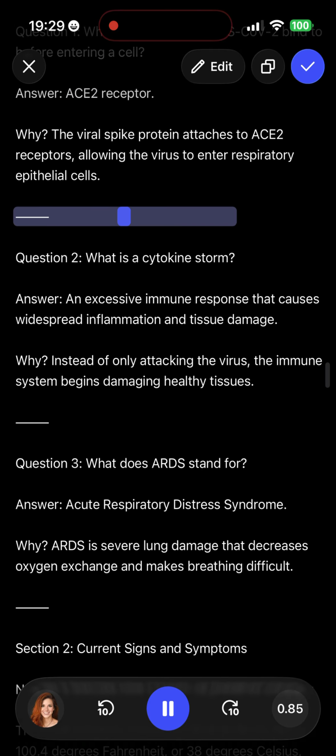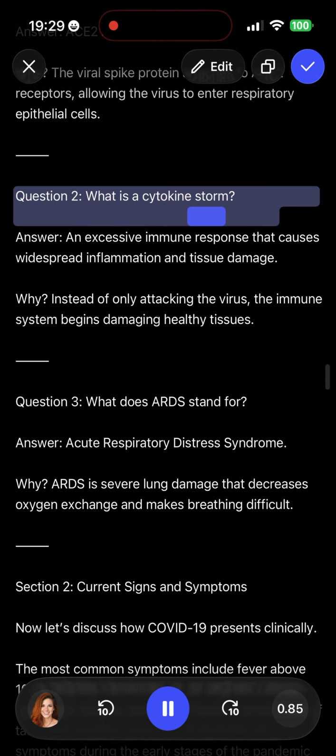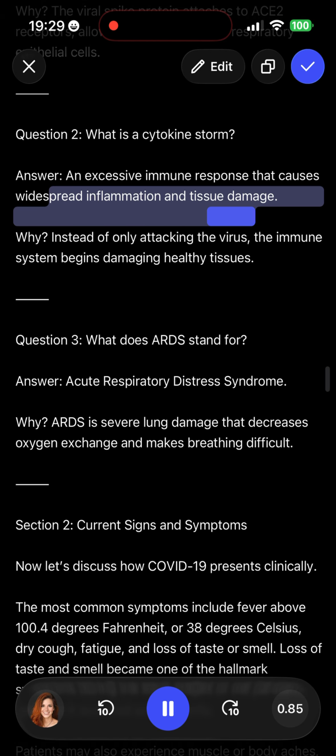Question 2. What is a cytokine storm? Answer: an excessive immune response that causes widespread inflammation and tissue damage. Why? Instead of only attacking the virus, the immune system begins damaging healthy tissues.